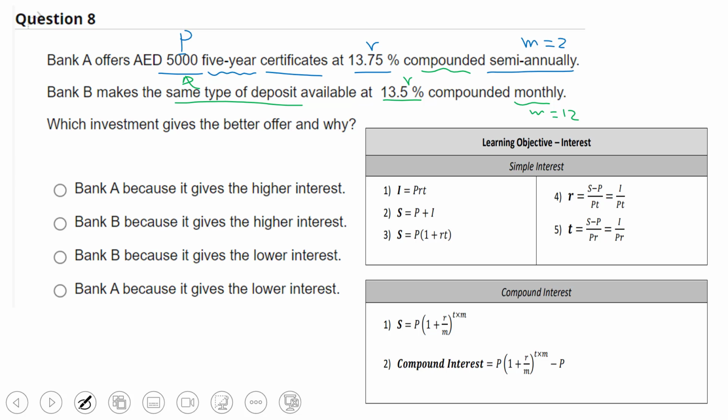So less interest you pay is a better offer, okay? So it is compounded, so you have to find what? Yes, the compound interest. If you have higher interest, it will be a good offer for you as an investment, right? Okay, now let's substitute for each one of these.